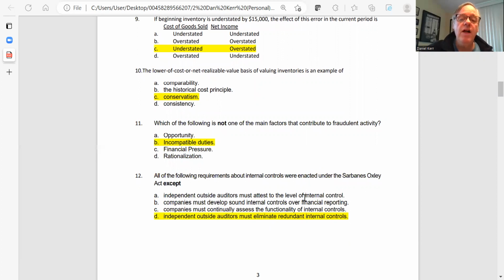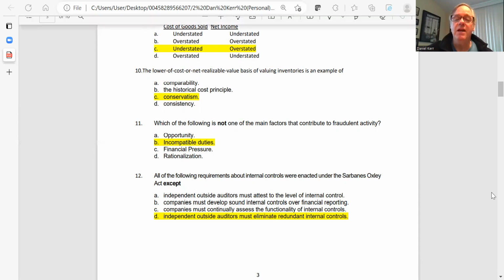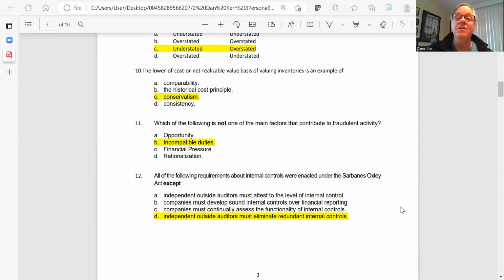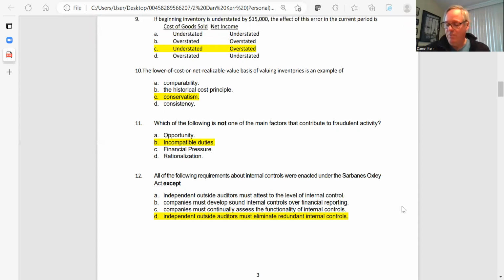Number 12, all the following requirements about internal controls were enacted under the Sarbanes-Oxley, except. So remember Sarbanes-Oxley, that was the law that Congress passed after the Enron fiasco. It did require independent auditors to attest to the level of internal control. Companies did have to develop sound internal controls. Companies had to assess the functionality of the internal controls. What it didn't do, it says independent auditors must eliminate redundant, that's not part of Sarbanes-Oxley. Auditors are not required to eliminate redundant internal controls. In fact, they may want to have redundant internal controls to prevent fraud. Okay. Correct answer is D.